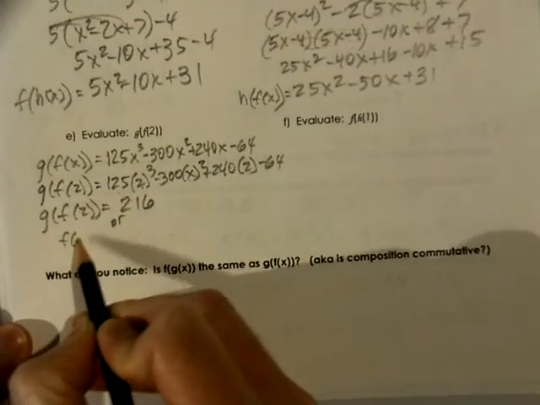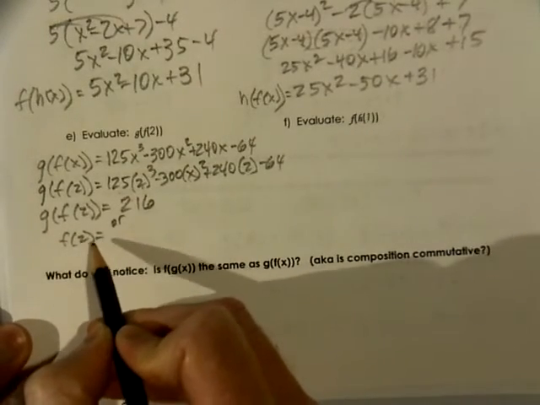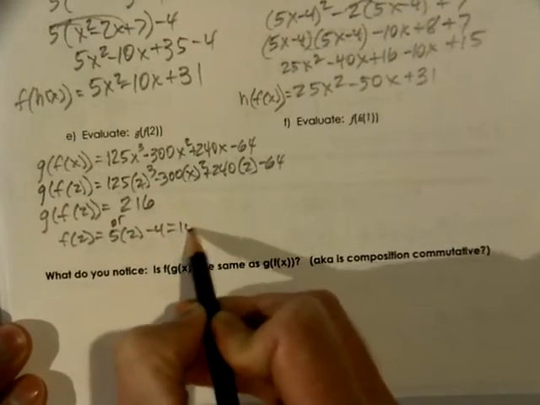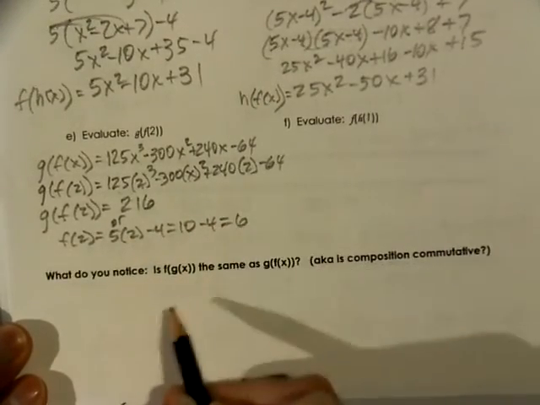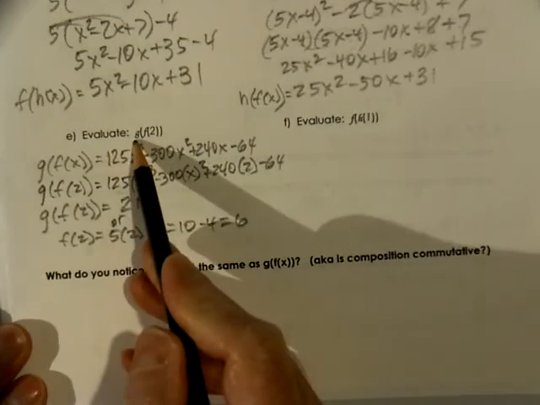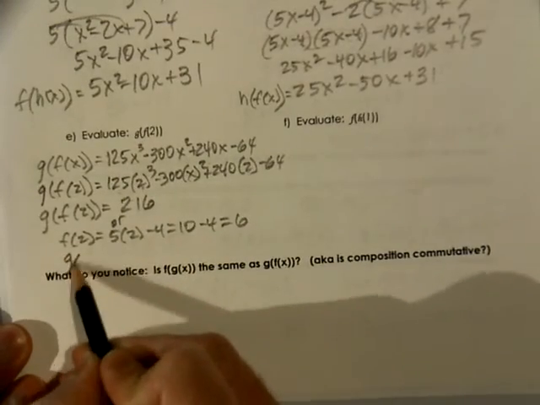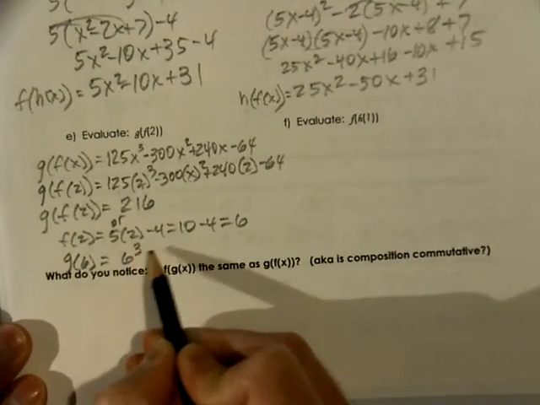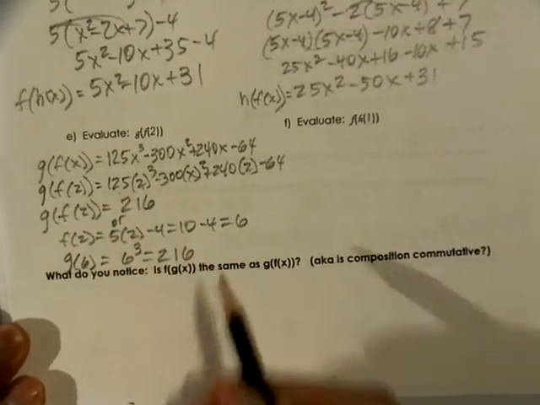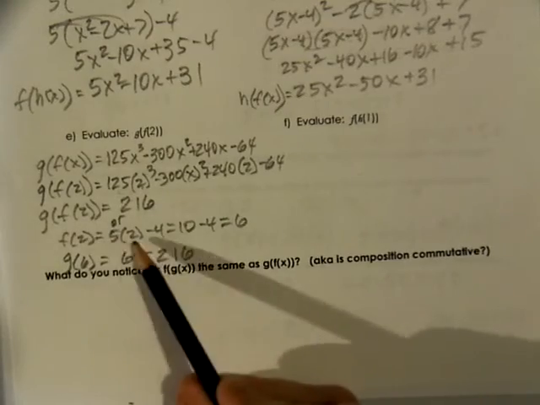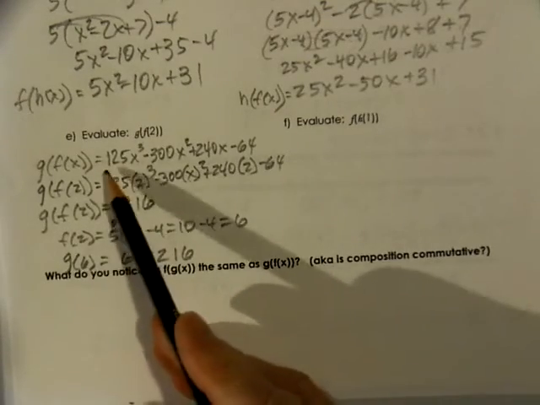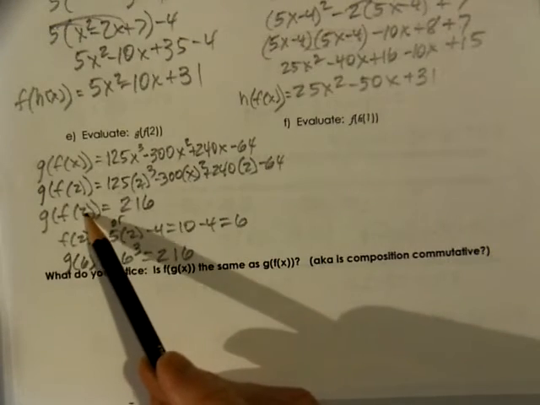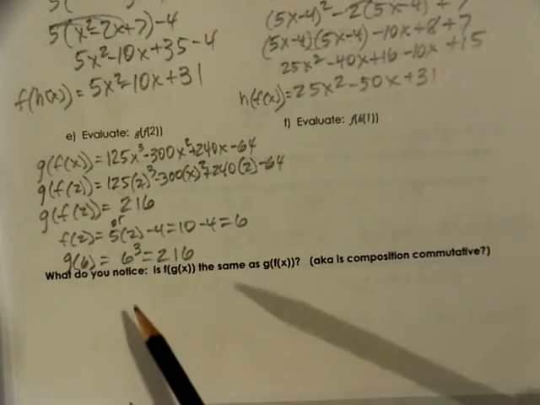Or you could have figured out f of 2, which is 5 times 2 minus 4, which is 10 minus 4, which equals 6. And then you could have plugged that into your g function. G of 6 is 6 cubed, which is 216. So often this is a lot quicker, but if you have the problem already calculated, sometimes it helps just to drop your 2 into the problem they give you.